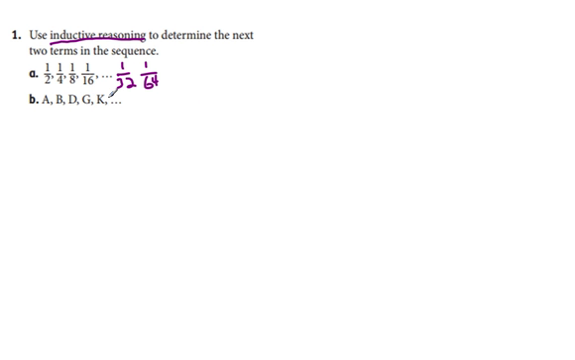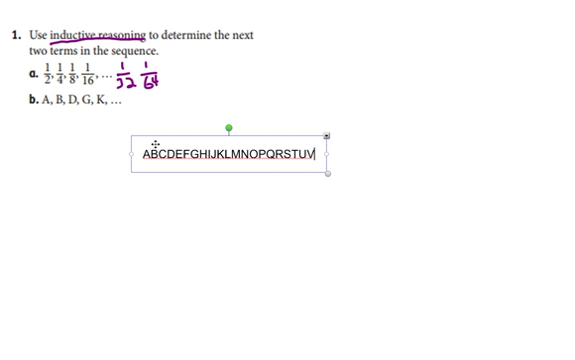Alright, A, B, D, G, K. This looks like a pattern with the alphabet, so let's come up with the quick alphabet here. A, B, C, I, J, K, L, M, N, O, P, Q, R, S, T, X, Y, Z. Okay. So let's find the pattern.